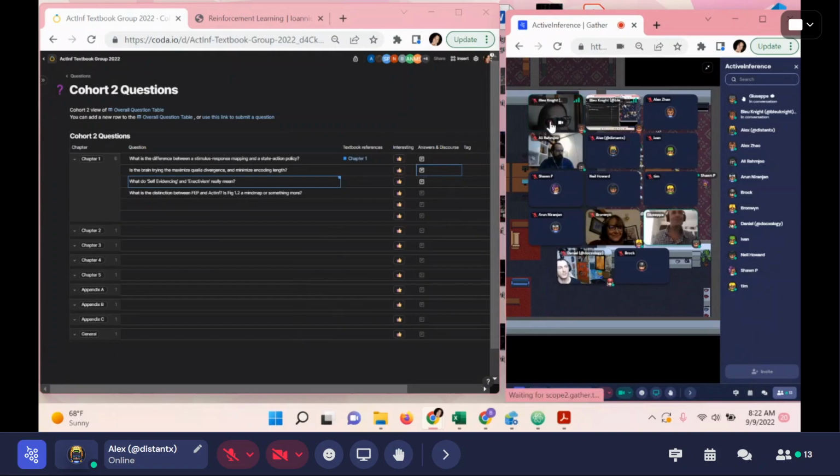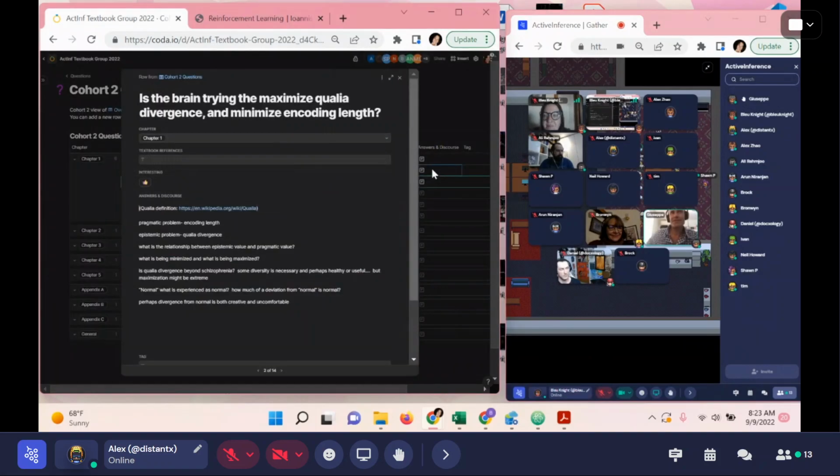It's not clear to me what precisely it means, qualia divergence, because divergence with respect to what? I mean, usually a KL divergence is a measure of the difference between two distributions. So here, what does it exactly mean? Maybe the person asking the question can clarify.